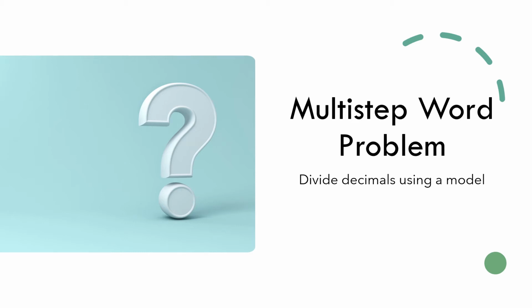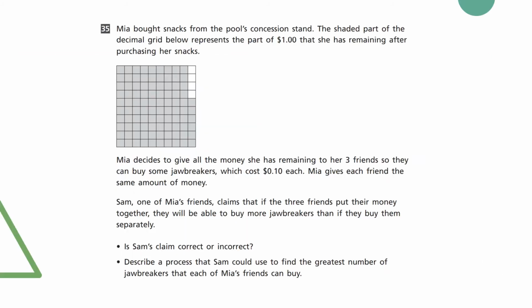Today, we're going to take a look at a challenging multi-step word problem that involves dividing decimals using a model. Mia bought snacks from the pool's concession stand. The shaded part of the decimal grid below represents the part of $1 that she has remaining after purchasing her snacks. Mia decides to give all the money she has remaining to her 3 friends so they can buy some jawbreakers. These are pieces of candy, which cost 10 cents each.